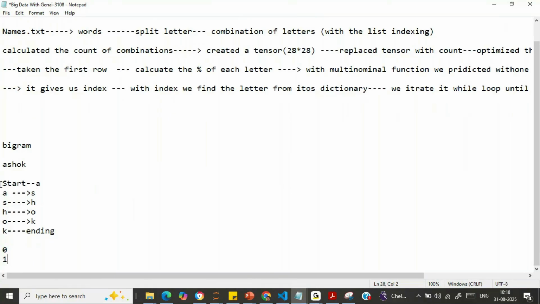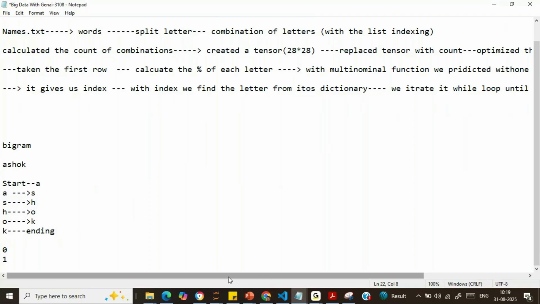Then say I'm having 32,000 names. What is the probability of a, what is the probability of s after a, what is the probability of h after s? How will I be able to calculate this if I have all the combinations with respect to all the words? Then I will find out the unique combinations, and the combination which is more frequent, I will say this is the most likely character.